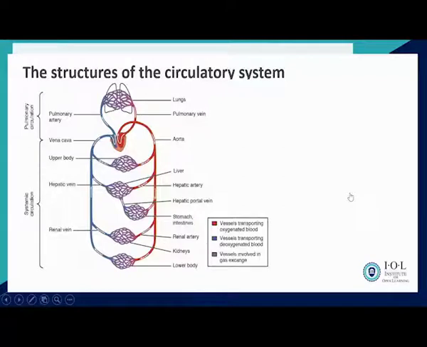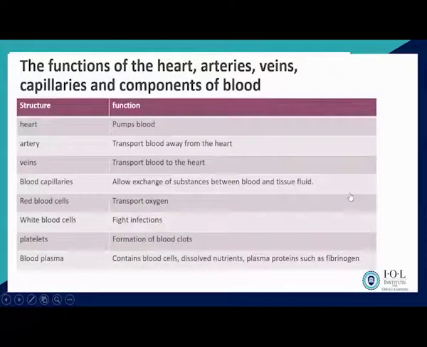Then it returns rich in oxygen to the heart, and it's pumped again to the systems, to the cells, all body parts of the human body, and then it returns, after it has lost its oxygen, with more carbon dioxide. You are expected to know the functions of these components of the circulatory system: the heart, the artery, the vein, the capillary, and the components of the blood.